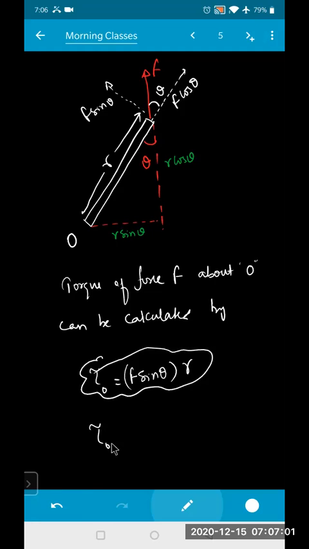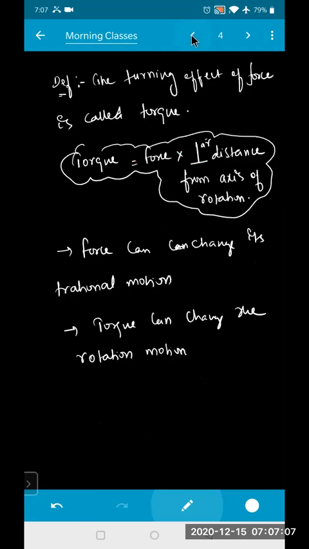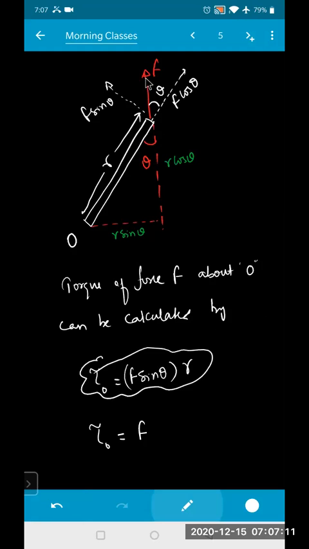So torque about this one, tau naught, is equal to force into what? Perpendicular distance from the axis of rotation. That means the perpendicular of the force, r sin theta. Yes, this one is your r sin theta. You're getting the same thing. So tau is equal to F into r sin theta.